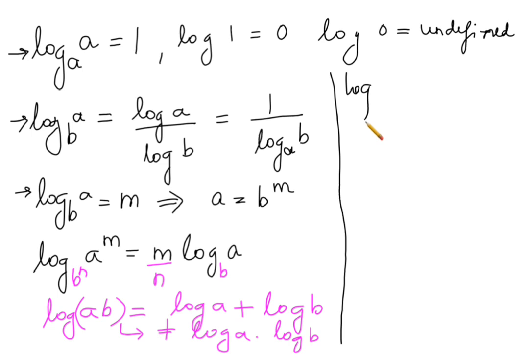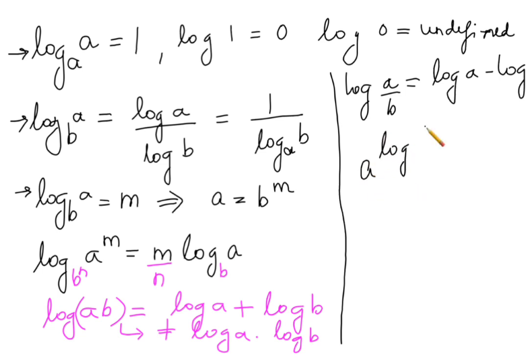Now next, log of a upon b is equal to log of a minus log of b. And last but not the least, it is a raised to log of b to the base a. If you have something in this format, then this entire thing becomes 1, so basically this becomes 1 multiplied by b. So the answer for this one becomes just b.